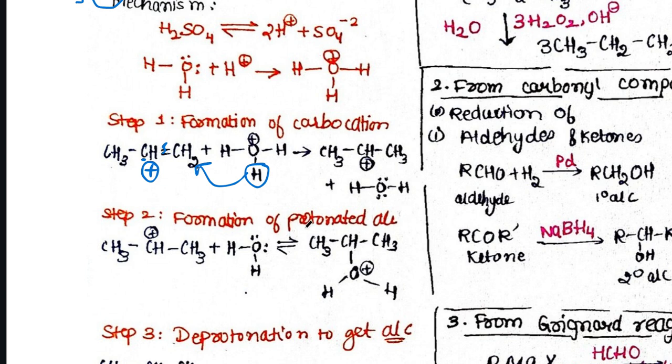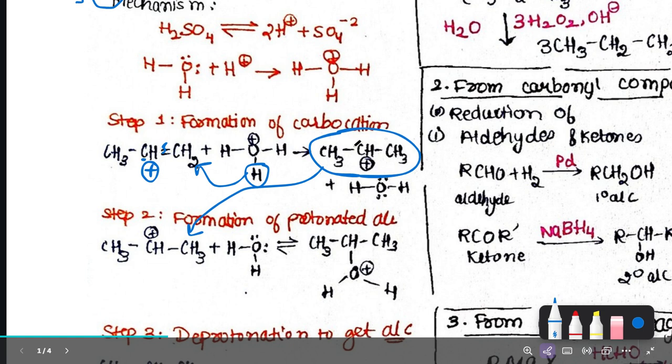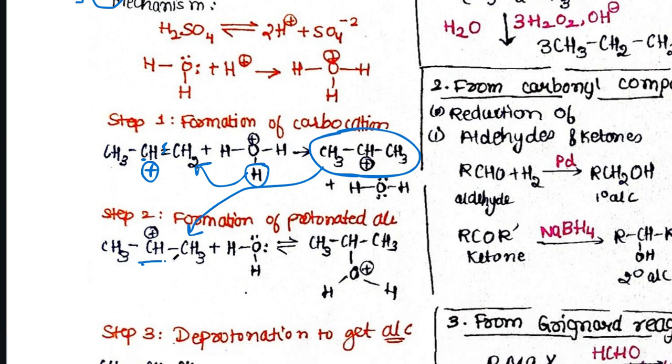Then we have formation of protonated alcohol. One hint is that whatever is the product in the previous step will be the reactant in the next one. Product in previous, reactant in the next. So I will take the same carbocation and react it with water. These two come and become the reactants.